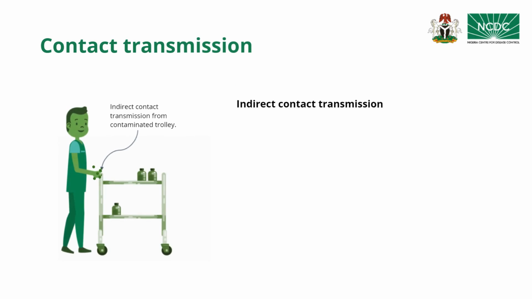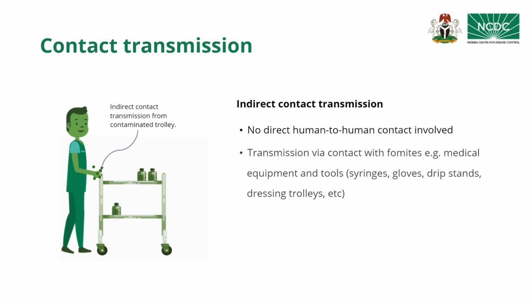For indirect contact transmission, there is no direct human-to-human contact involved. Indirect contact transmission occurs when an infectious agent is transmitted to a susceptible host via contact with fomites, such as medical equipment and tools in the health facility.